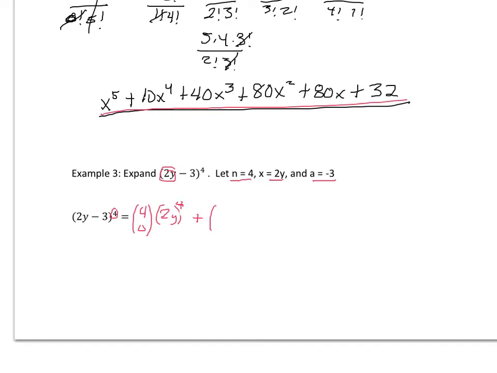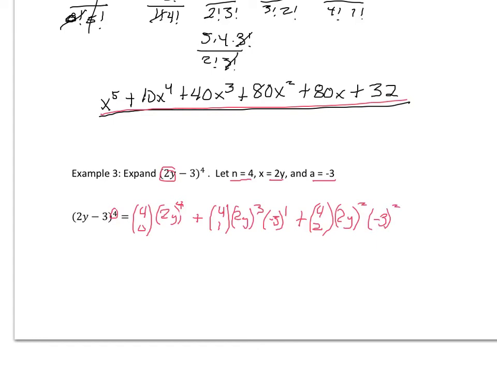Okay, so now our next one then is 4 choose 1 of 2y to the third power and negative 3 to the first power. Good. Next one. 4 choose 2 of 2y to the second power, the other way, since I did third on the other one, and then negative 3 to the second power.